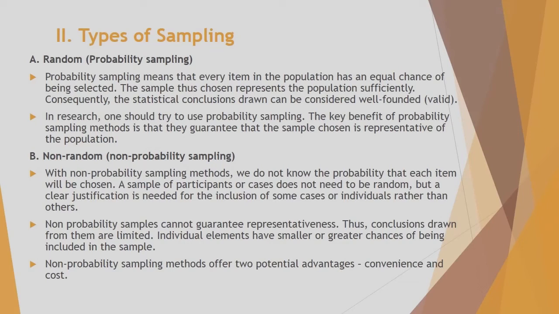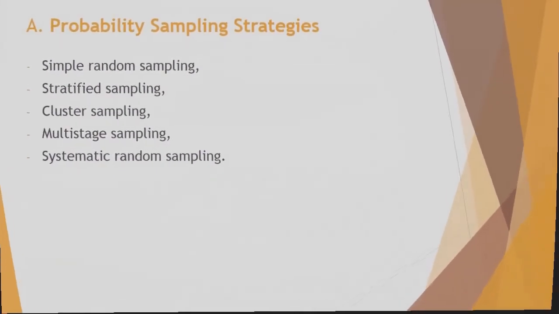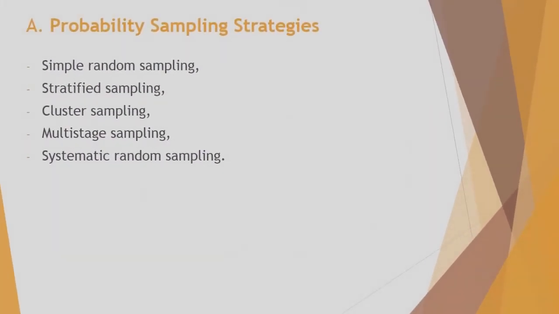The main disadvantage of this type of sampling is that these methods do not allow you to estimate the extent to which sample statistics, the findings that you find in your sample, are likely to differ from the population. The main types of probability sampling strategies are simple random sampling, stratified sampling, cluster sampling, multi-stage sampling, systematic random sampling.